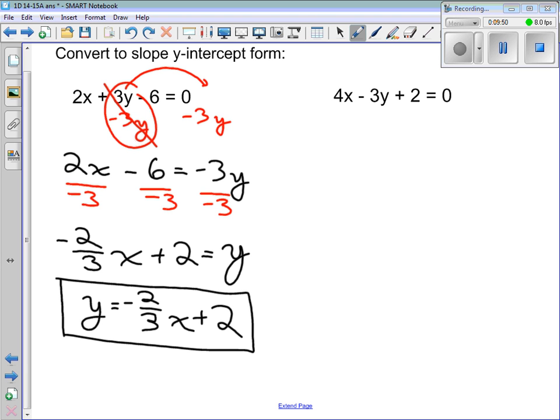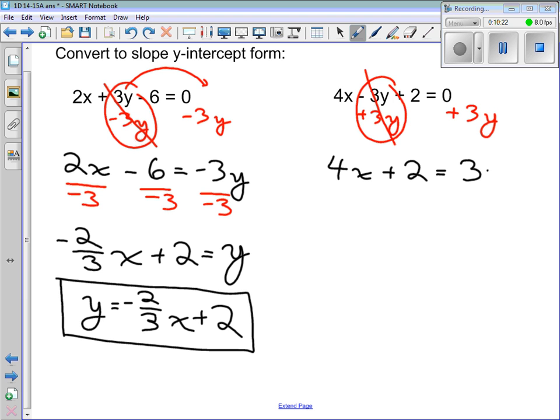All right, let's do one last example here. We've got 4x minus 3y plus 2 equals 0. What am I going to do first here? Who's going to help me out? Jackie, what do you think we should do first? All right. Add 3y to both sides. We know that it's going to cancel out on that side. So we're going to end up with 4x plus 2 equals 3y.